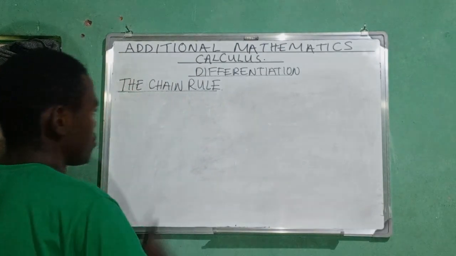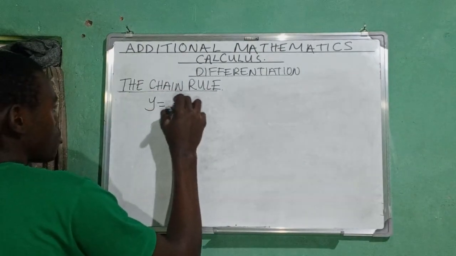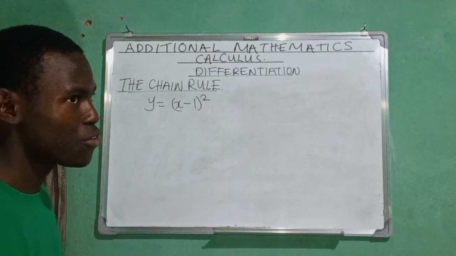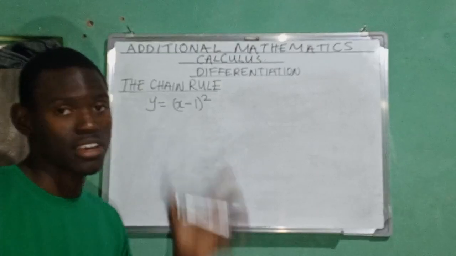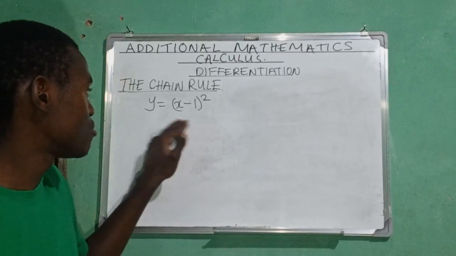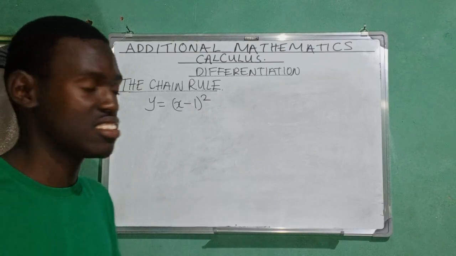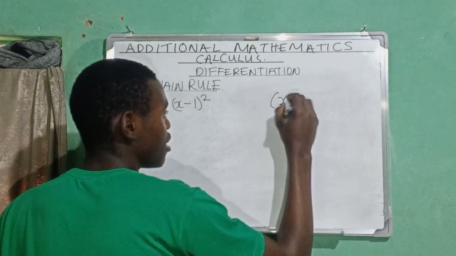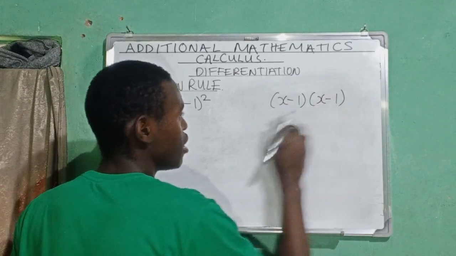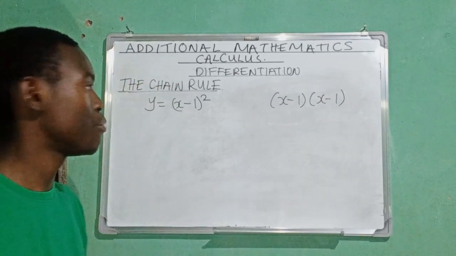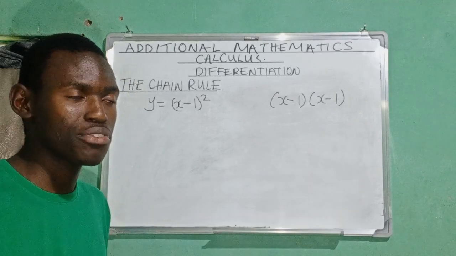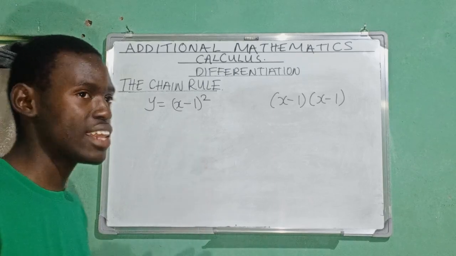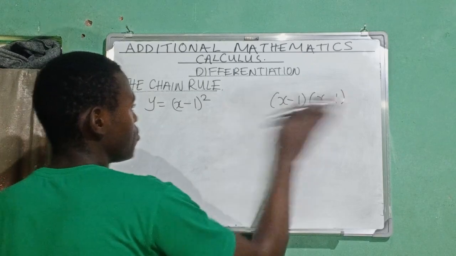If you remember from the previous videos, we were finding the derivative of a function given by y is equal to x minus 1 raised to the power 2. If you don't know that simple way of expanding this particular expression, it would be a lengthy process, because you would have to write it like this: x minus 1 multiplied by x minus 1, and then you start expanding those brackets.